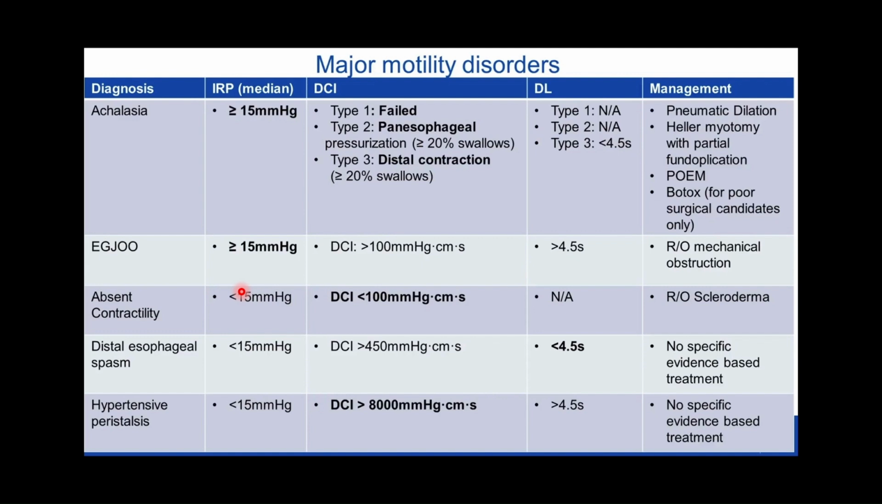If the DCI is also low, it can be complete absence of contractility, which can be seen in scleroderma. Or if the distal latency is less than 4.5 seconds, that is way too frequent contraction seen in diffuse esophageal spasm with the classical corkscrew appearance. And in hypertensive peristalsis, which is the hypercontractile esophagus, the distal contractile integral is much more than 8,000 millimeters of mercury. Thank you.